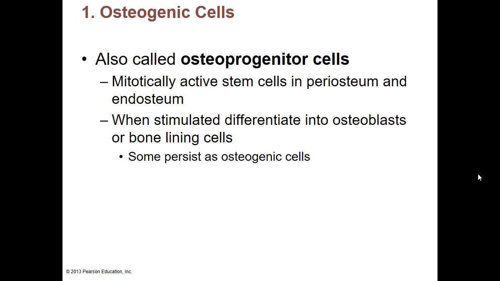They're mitotically active, which means they're undergoing mitosis, so they can make more of themselves, so we can make more osteoblasts when we need it. We can make more osteoclasts when we need it. We can make other types of bone cells whenever we need it. Whenever they get whatever stimulus our body needs, they generally are going to differentiate into an osteoblast or some kind of bone lining cell, and I'll get to the bone lining cells. Some will always just hang out as a stem cell, so that we have something that can divide. We have to have something that stays there as our stem cells.